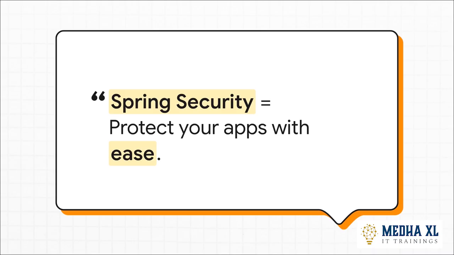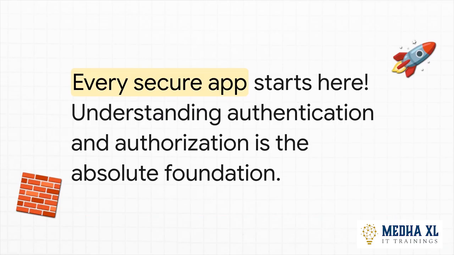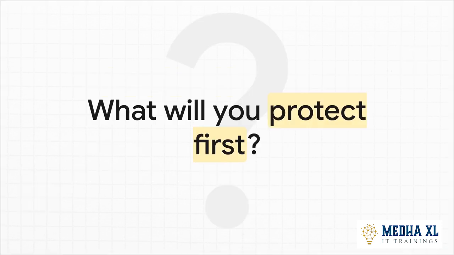And remember, it doesn't matter if you're building a tiny little blog or some massive enterprise system. Every single secure application starts with these two principles: authentication and authorization. This is the foundation. So, we'll leave you with this to think about. Now that you've got the lock and the shield in your developer toolkit, what's the first part of your application that you're going to protect?